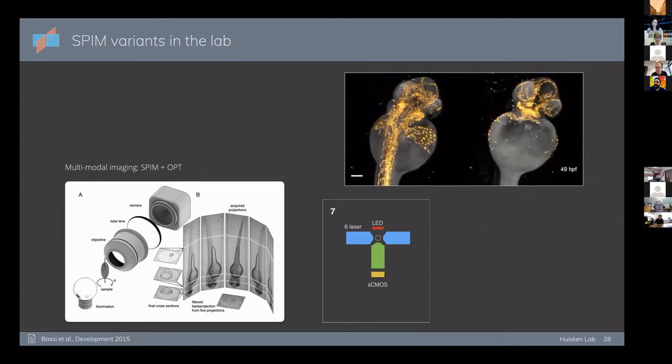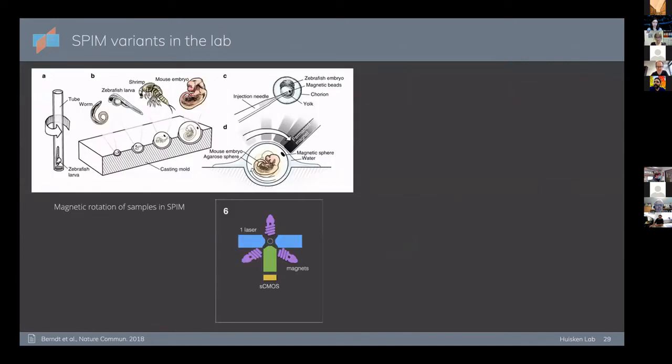This, in fact, isn't really a major change in the optical setup. It's rather more in the software. So you could use a regular light sheet microscope to do something like this. Another example is the magnetic rotation of samples that we developed.